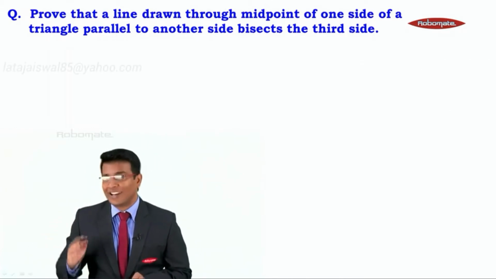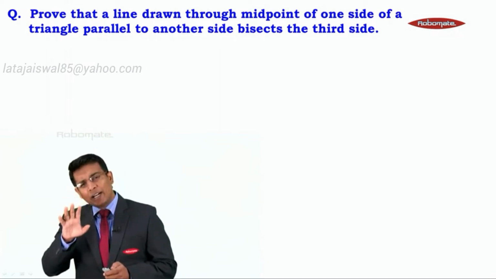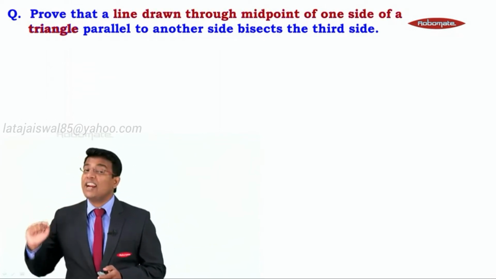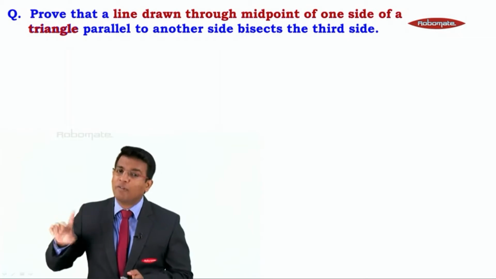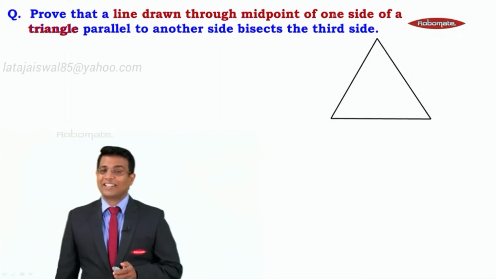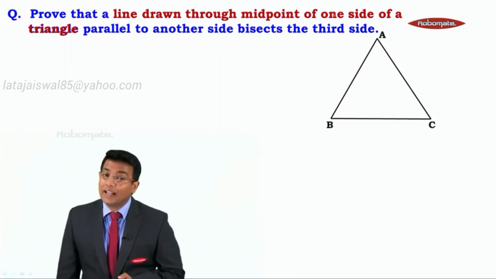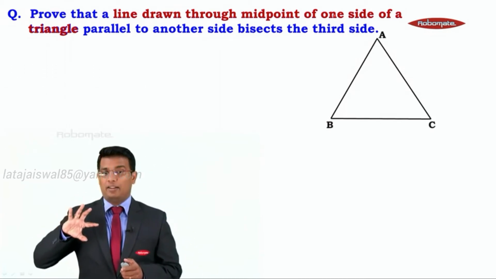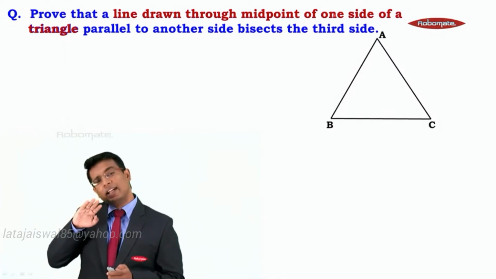What do we need to draw? Let's understand it from the statement. We'll learn it in parts, right? It says a line drawn through the midpoint of one side of a triangle. So first we need to have a triangle. Let's consider a triangle ABC. It says one side of a triangle, so let's consider any one side. Let's say I consider AB.